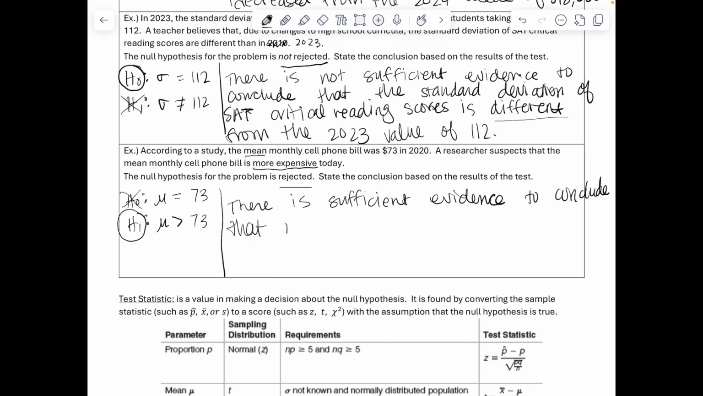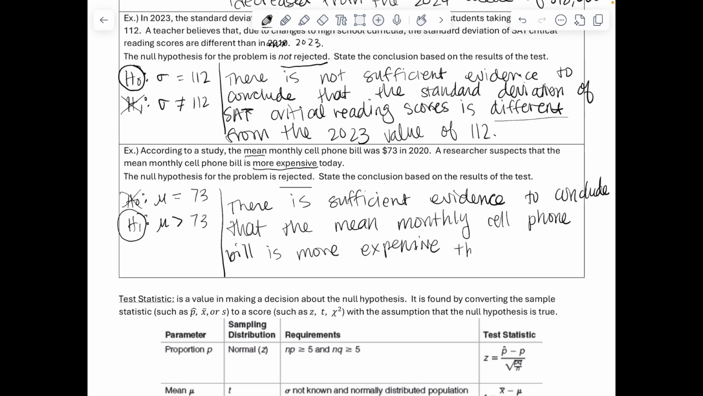that, and again, talking about this problem, which is about the mean monthly cell phone bill, and again, writing it in terms of H1, that it is more expensive than the 2020 amount of $73.